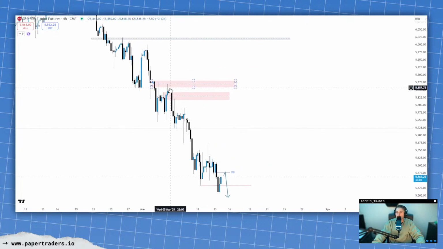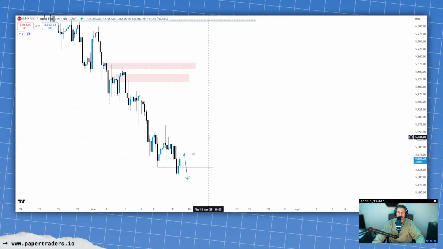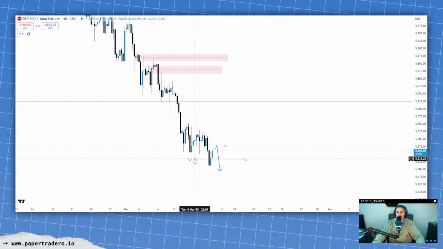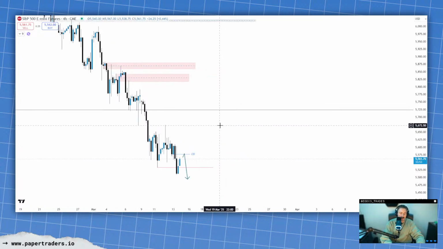We had a flag over here, sold back down, flag right here, sold back down. So we could see a little bit of a retracement, right? But a retracement isn't necessarily reversal yet, or I wouldn't be looking for one quite yet.